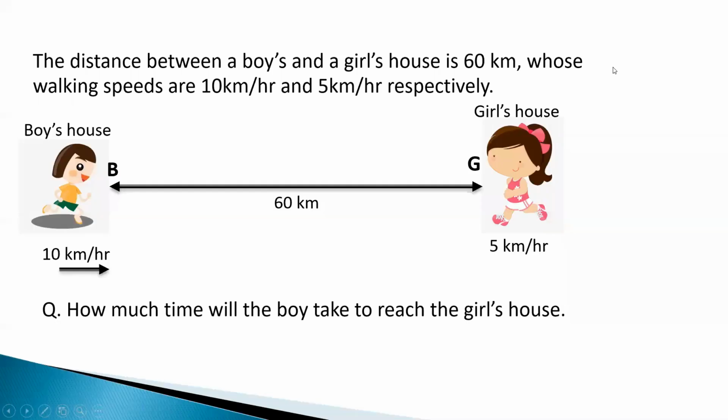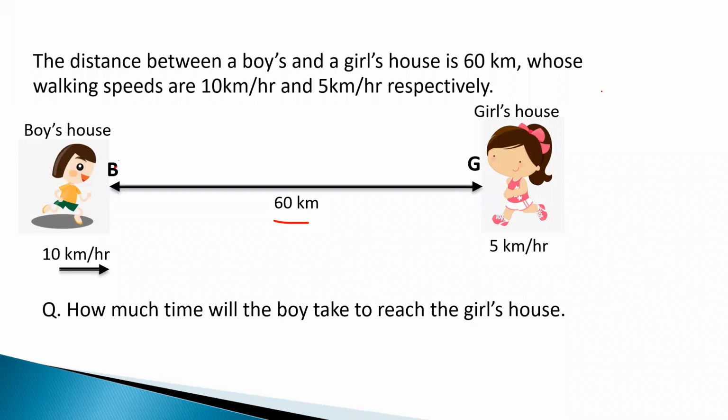So here comes the first question. The distance between a boy's house and a girl's house is 60 kilometers. Imagine the boy's house is at point B and the girl's house is at point G, and the distance between B and G is 60 kilometers. The boy's walking speed is 10 kilometers per hour, as indicated in the picture, and the girl's walking speed is 5 kilometers per hour. The question states: how much time will the boy take to reach the girl's house?